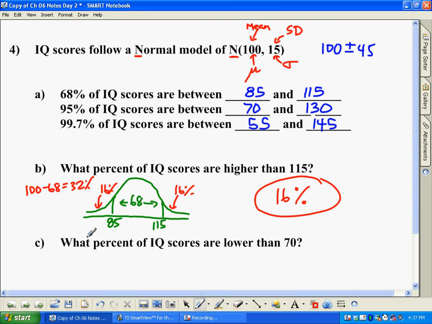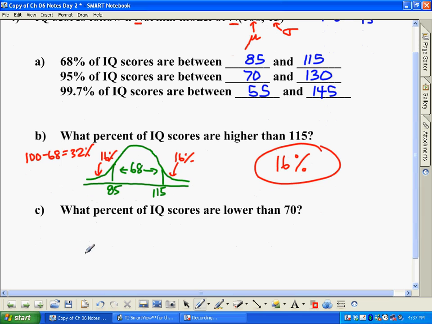What if I said instead, what percent of IQ scores are lower than 70? Once again, let's just draw a little picture over here. If I were to draw a little sketch of a normal curve, it's not the best picture, but it'll work. Here's my normal curve. Here's 70. Here is 130 out here. And earlier we said 95% of scores are between 70 and 130. So that means 95% are in between these two values.